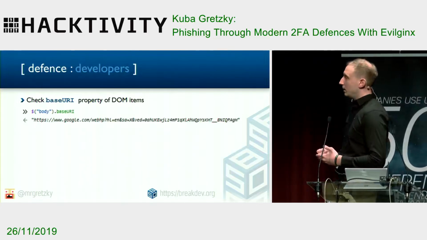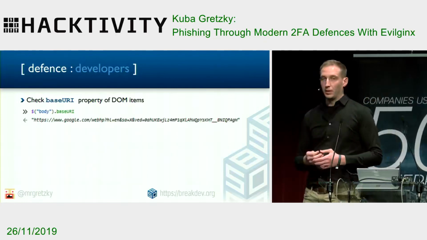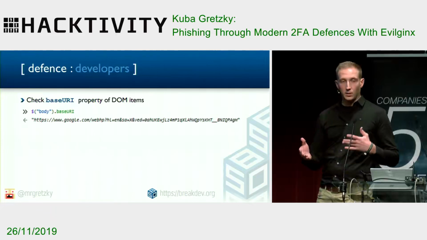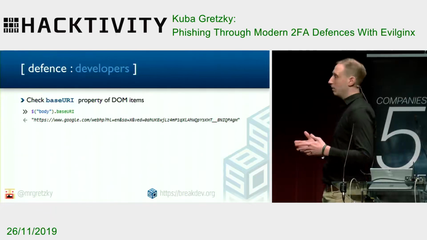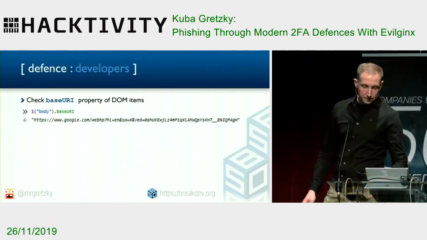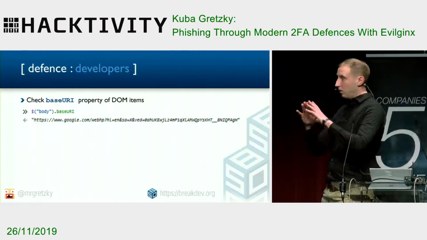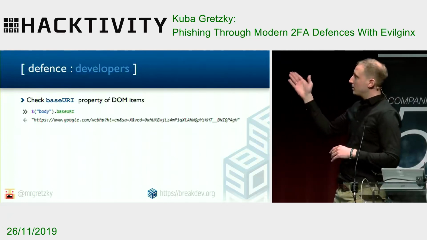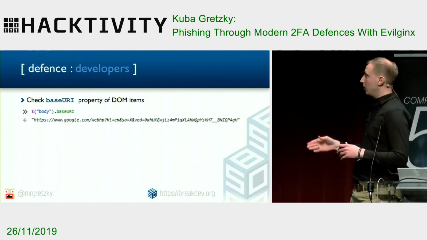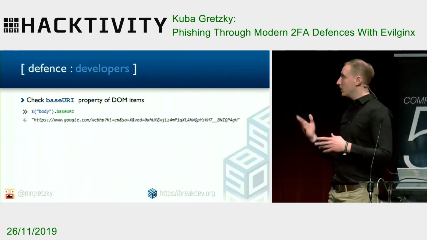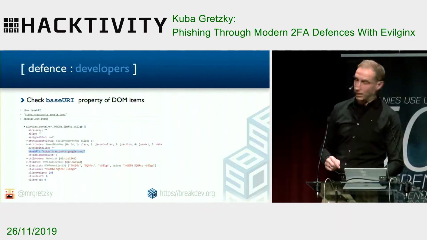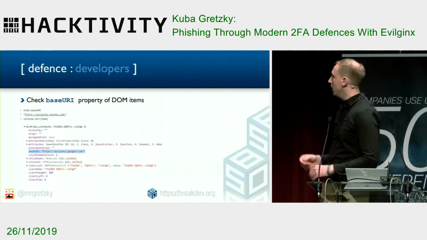Recently my Google phishlet stopped working. It was working perfectly until one moment, and I started to investigate what they changed. Obviously they implemented something new. I'll also say that this baseURI is present on every item, and it gives the URL of the website you're currently on, similar to what window.location does, but it's present on every single item on the website.